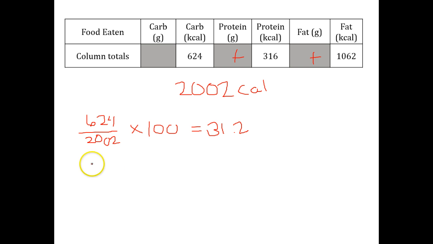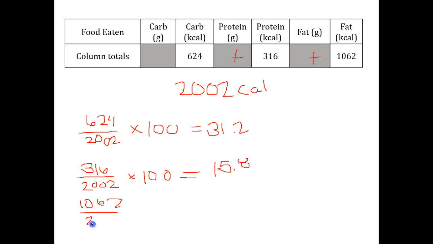Percent of protein is going to be your protein divided by your total times 100, which equals 15.8. And then finally our fats would be 1,062 divided by 2,002 times 100, which equals 53. So it says compare your calculated percentages to the federal government's recommended values.